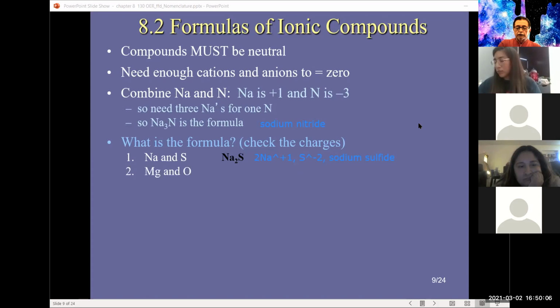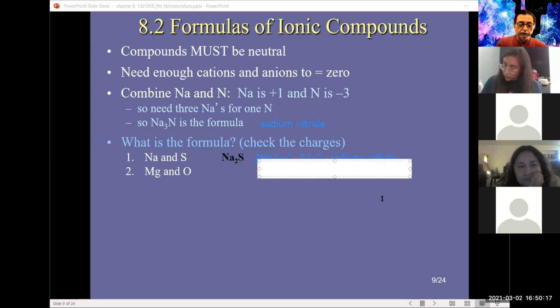All right. Let's try the next one. You're given magnesium and oxygen. Okay, so we got to go find out what the ionic form is, and we know that magnesium is in group 2, so it will have a +2. And oxygen. Oxygen is in group 6. It's a nonmetal. So when it becomes ionic, guess what? It would have a -2, right?